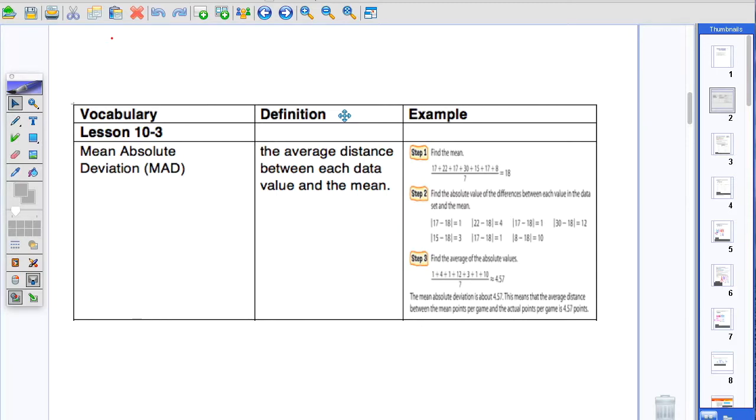This is the vocabulary for lesson 10.3. We have mean absolute deviation, or abbreviated MAD. The definition is the average distance between each data value and the mean. And I have an example.